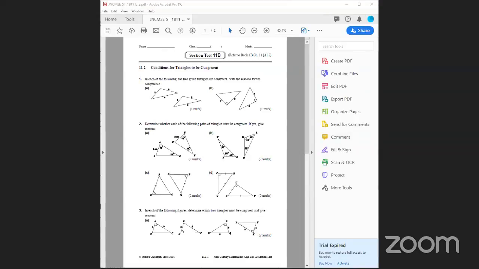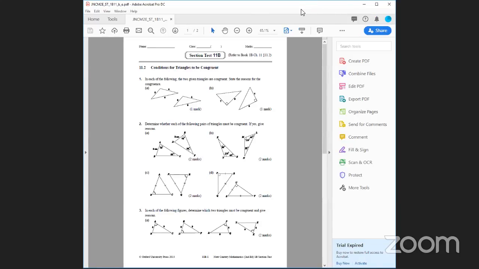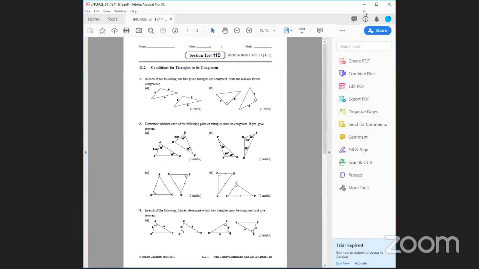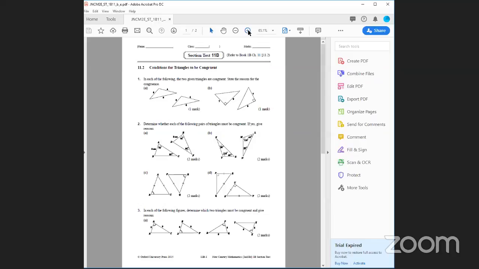Okay, you should be able to see the exercise, right? Okay, this is from session test 11B. Okay, and then now do the exercise now.